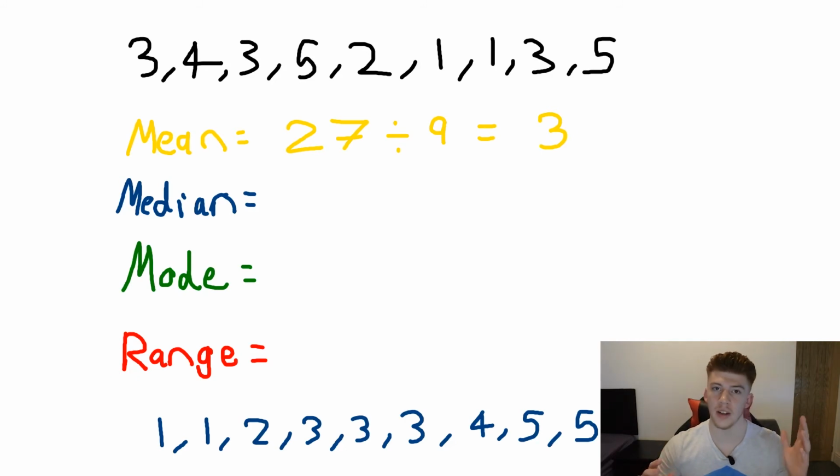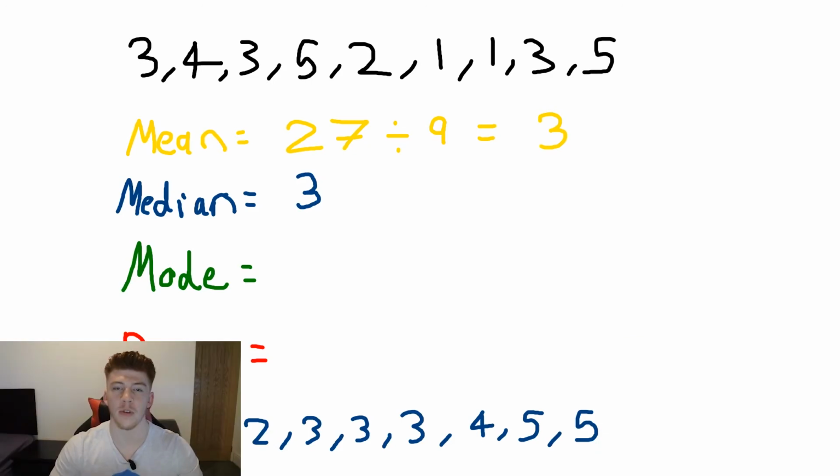Right, for the median, you have to order these numbers from the lowest to highest, which I've done at the bottom of the screen here, and you should locate the number that's in the middle, which is the number 3. For the mode, you've got to work out which one of these numbers occurs the most in the list. And if you've done it correctly, you should know the number 3 appears 3 times and is the most common number. So the mode is 3.